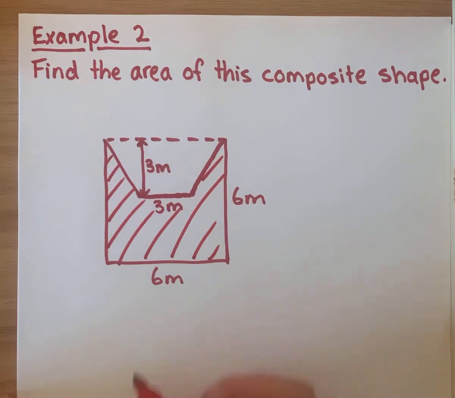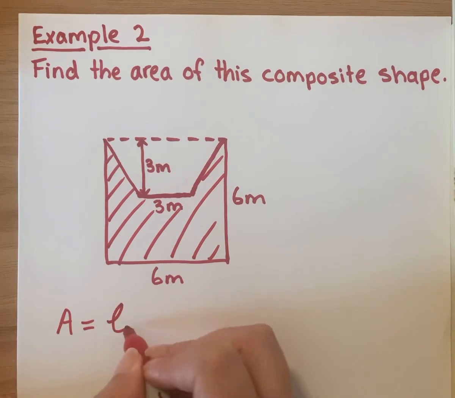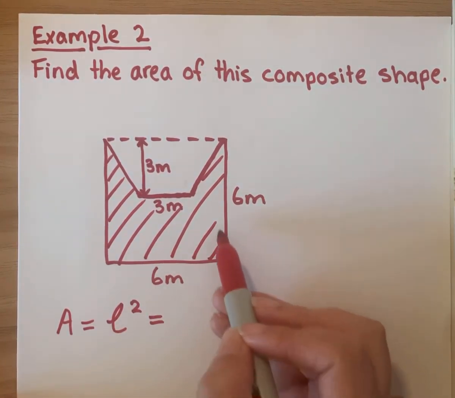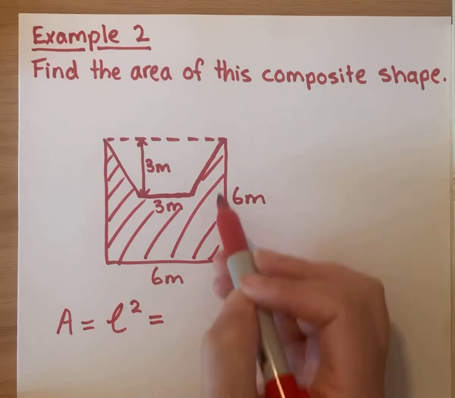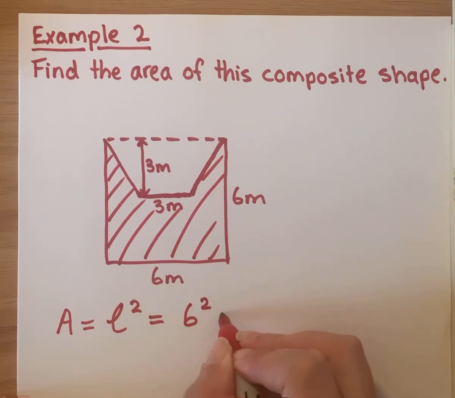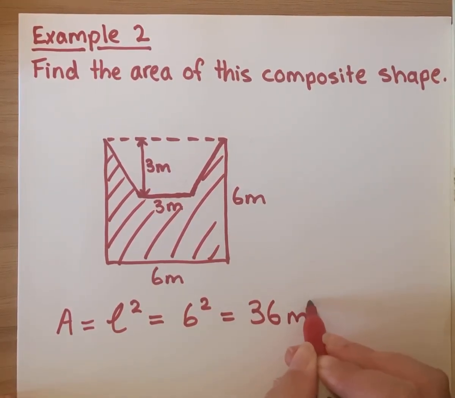So we need to find the area of the larger square and then subtract the area of the trapezium from that area. So what's the area of a square? The area of a square is just length squared. And our length is 6 here. We've got all side lengths of 6 meters. So our area of the square is just going to be 36 square meters.